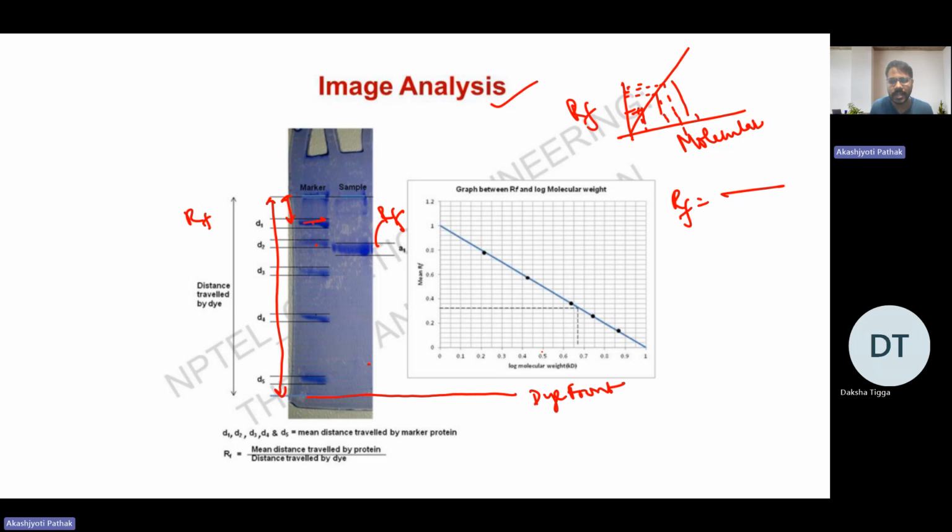So actually what is done, this is log molecular weight plotted against the mean RF values. So, for example, this is the RF for your sample. This has been shown in this figure. So this is the RF of your sample. So you can extrapolate and you can get the molecular weight of your protein sample. Okay, is this clear?